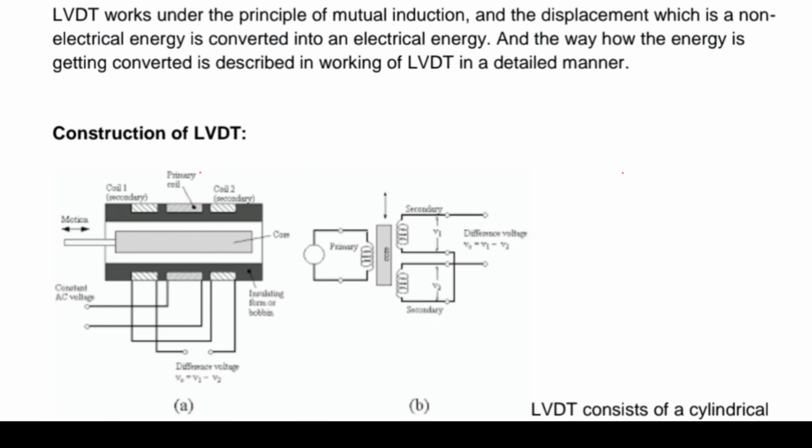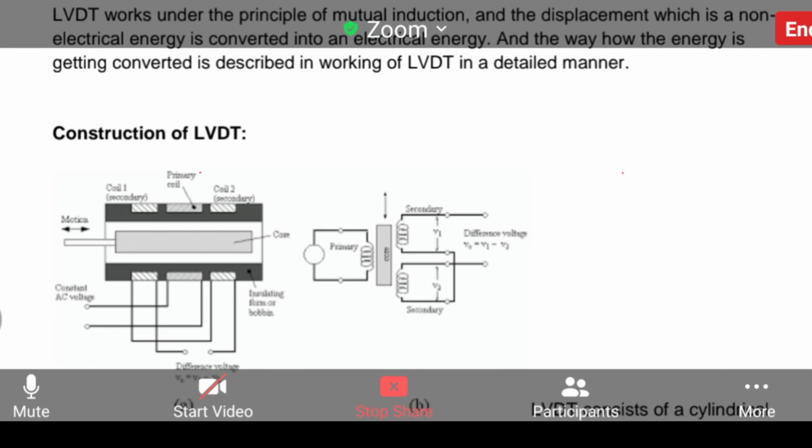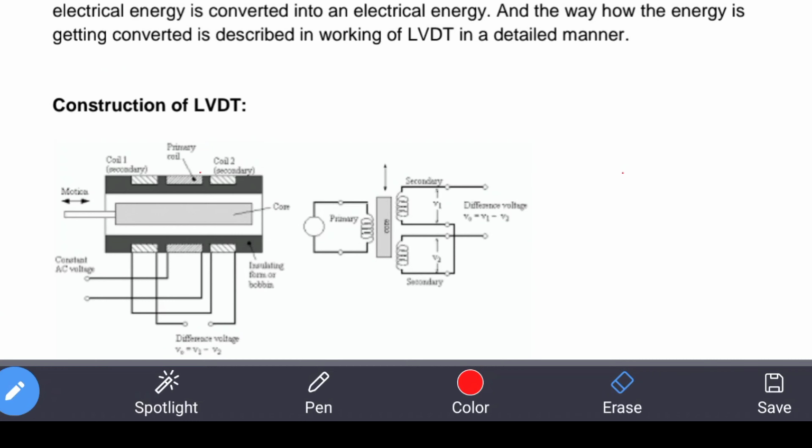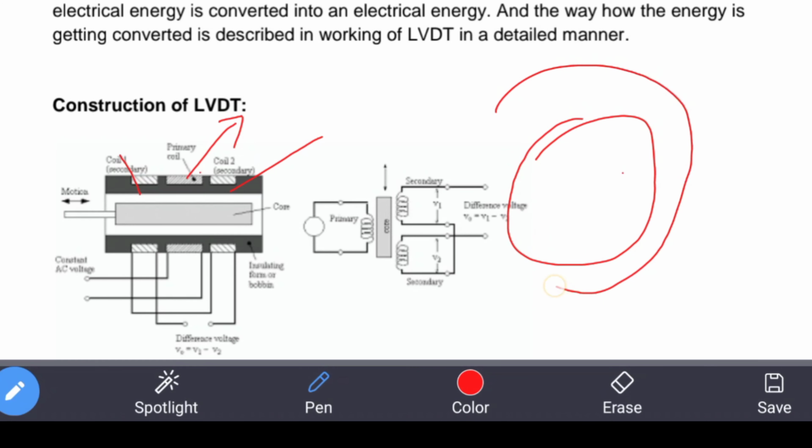Already we described one diagram. Let us see that. The LVDT works on the principle of mutual induction, and the displacement will be converted into electrical signal. Now the diagram will be like this. This is the primary coil, and the secondary coils are coil 1 and coil 2. It is a round shape, that's why we drew only one, and on this side and behind there is also a coil, but we are showing the cross-sectional view.